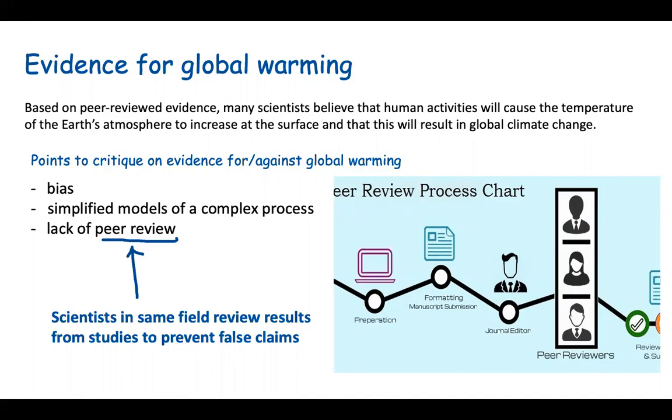It's a very, very complex process. It's hard to put it into a simplified model. And any study that doesn't have peer review is a real problem, because peer review stops people from making false claims, and it reduces bias. So if you're answering an exam question on this, and you're asked to do some critiquing of any evidence, think about whether there's bias, whether it's oversimplified, or whether there is a lack of peer review.